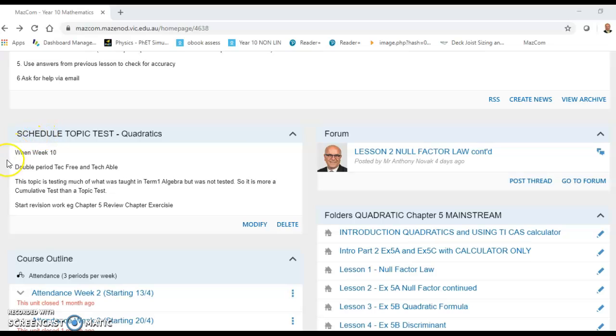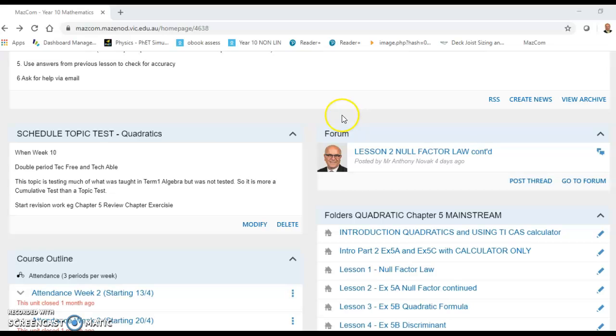And that's why I need to alert you to the fact that in week 10, we're going to do a major test on this topic, but in doing so, today's lesson will highlight the skills that we need to have done in algebra, but unfortunately, due to the coronavirus, we never got to it. So technically, we'll be doing a cumulative test come week 10 during the double.